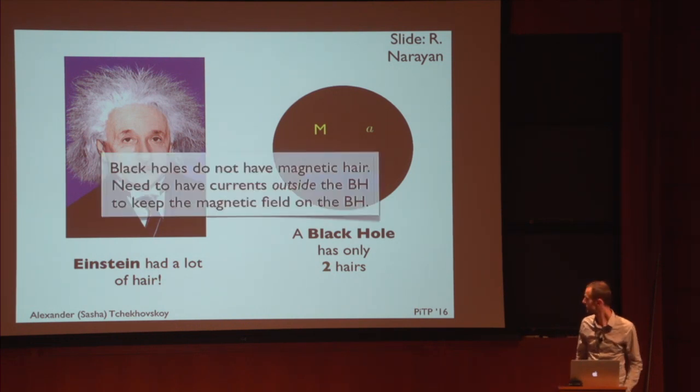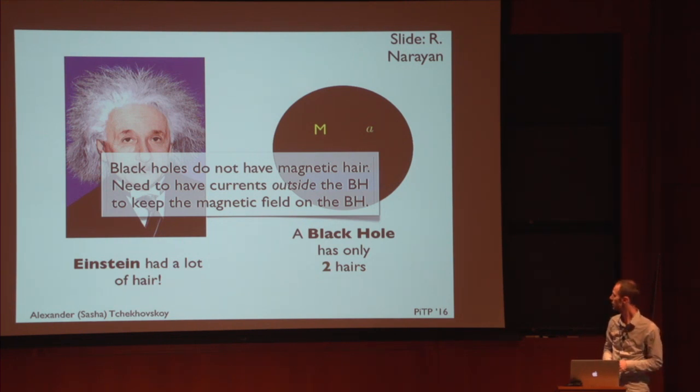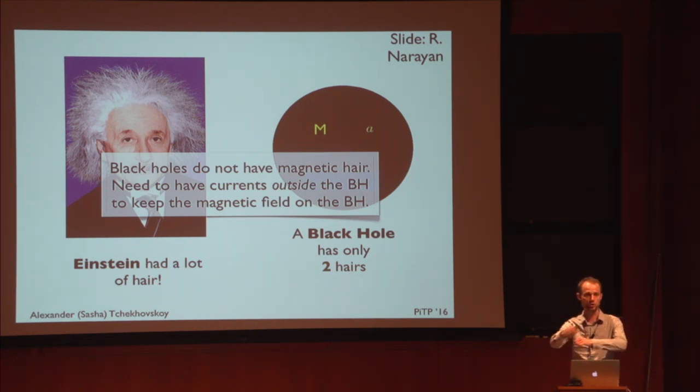And what is really important is that black holes know nothing about the magnetic flux. They have no magnetic hair at all. So if you leave a black hole alone, it will not produce any jet or any radiation, classically at least, not talking about Hawking radiation. So you need to have charges and currents around the black hole to give them a magnetic flux and for them to produce the jets.